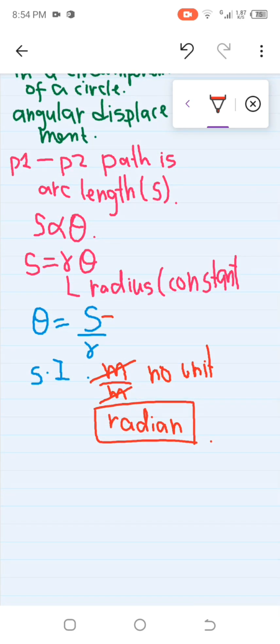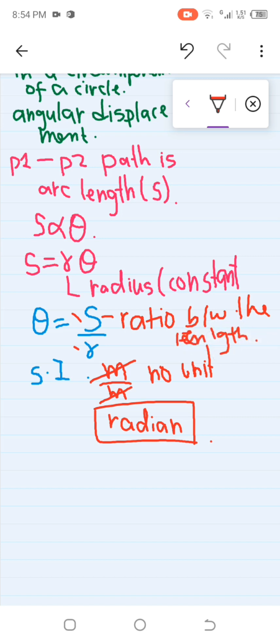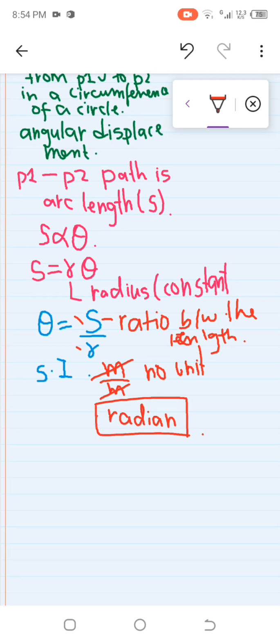Okay, this is basically the ratio between two lengths. Here this is also a length and this is also a length. So this is the ratio between lengths, and remember that a ratio doesn't have a unit. But here we give the unit, which is radian.